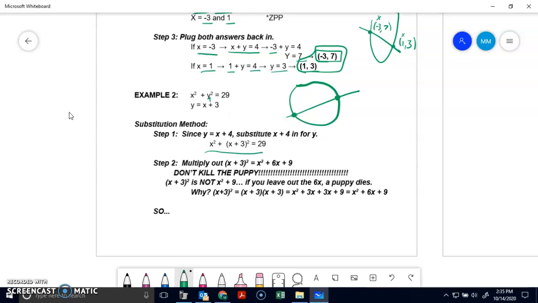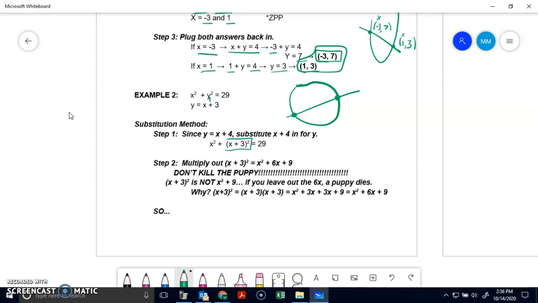Now I've got to clean this up. This is something that a lot of people get wrong, so I have made a big deal of it here, including talking about killing a puppy. This is one of the major algebra mistakes that if you do that, unfortunately, I'm afraid that somewhere in the world, a puppy dies. Don't kill the puppy. Please don't kill the puppy. Please don't mess this up.